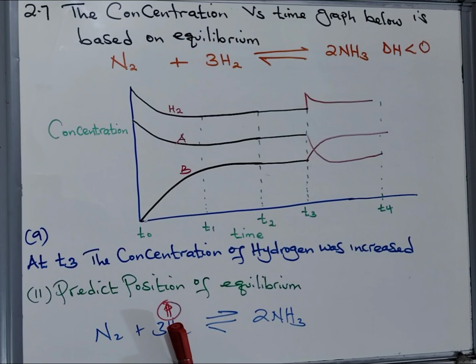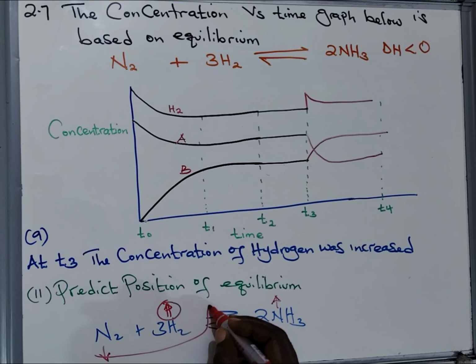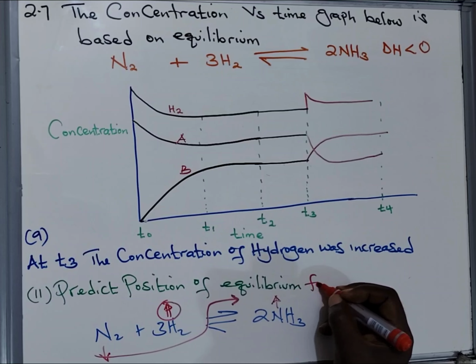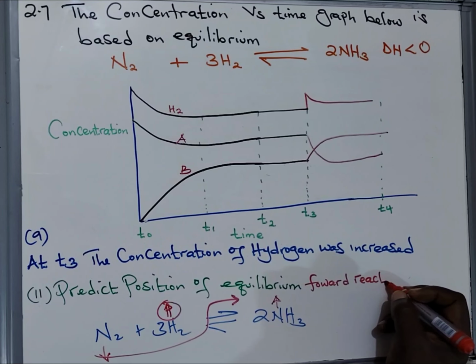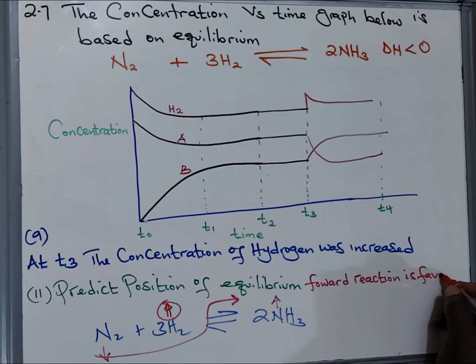And how does it decrease? By reacting with the nitrogen. So nitrogen decreases. And when this and this react, they form ammonia. So ammonia increases. Now you need to know that the position is always from low to high. So that's the position. And what is that one? That is forward favored. So you say forward reaction is favored.